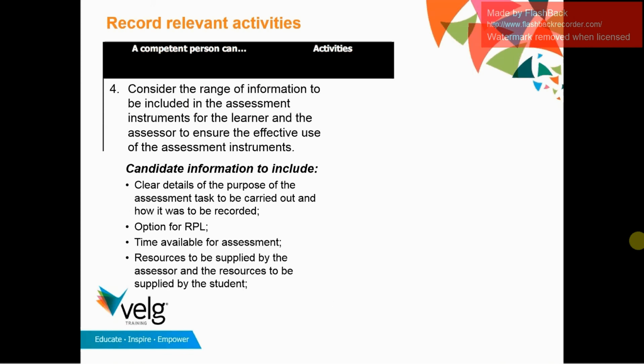And then we start to look at the candidate information. So if you're the candidate, if you're the learner, what do you need to know? So what's the purpose of the assessment? Is there an option for RPL? Don't forget, RPL is not just something we offer at the beginning of a course. It's something that might be available to the students all the way through. How long have you got to do the assessment? Is it something that can be done over a couple of weeks? It might be an assignment, or it could be something that you've got an hour to sit down and finish. And what resources am I going to supply?